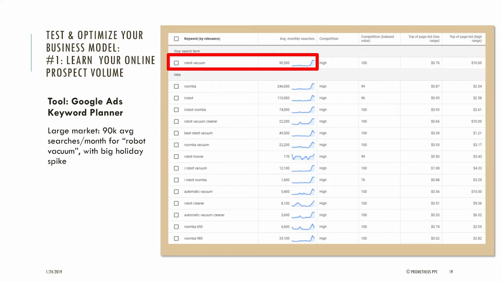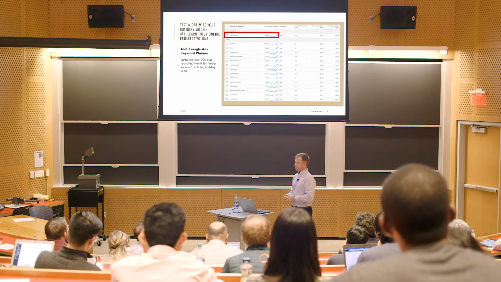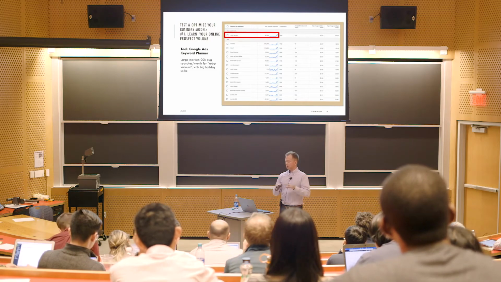It shows you the level of competition, a qualitative scale and a numerical scale, as well as giving you a sense of what you might pay for an ad click if you're going after these keywords. But what we're focusing on right now is the volume. And this is decent. This is 90,000 searches a month for the term robot vacuum. To think about what that could mean, let's just round it up to 100,000.